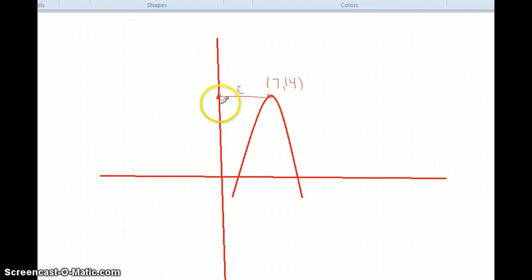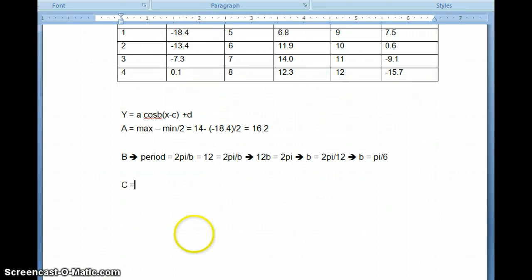So here your distance is from 0, and it goes all the way to x is equal to 7. So we know that c is equal to 7. How much did it move to the left or to the right? It moved 7 units to the right, so that means it's a positive 7. So c is equal to 7, and just remember, when you're putting that into your equation, it's going to be x minus 7, but we'll get to that when the time comes.